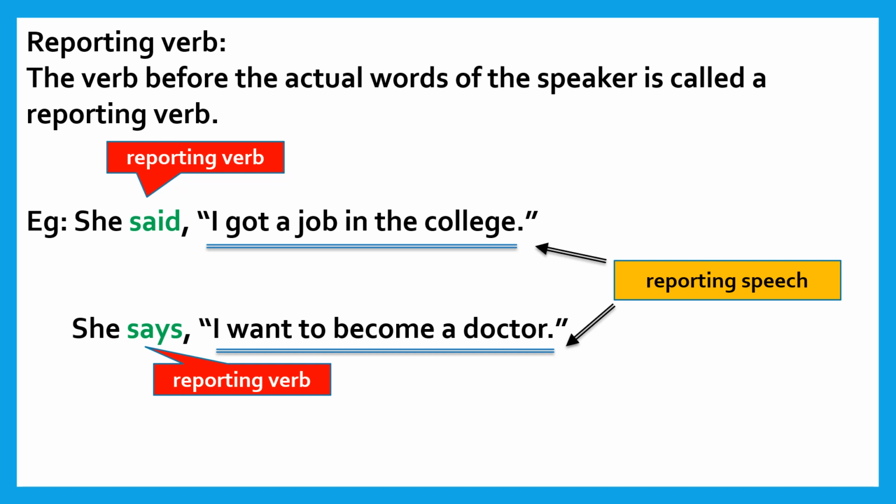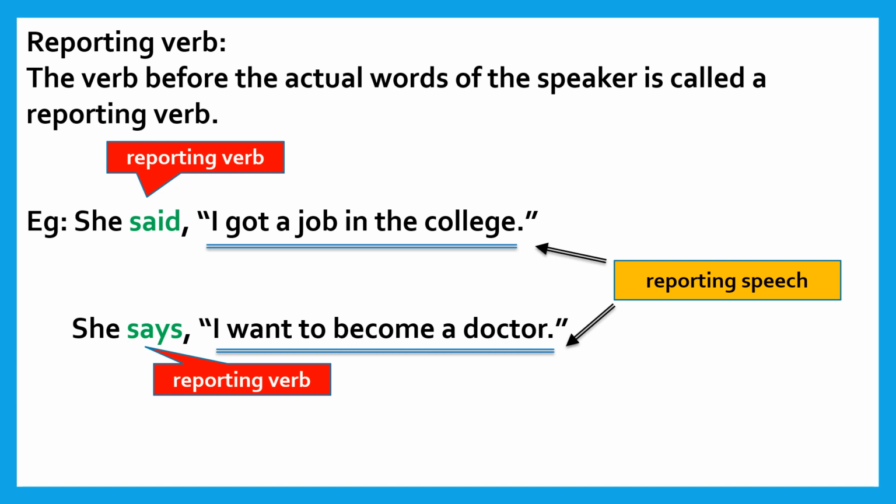Reporting verb. The verb before the actual words of the speaker is called a reporting verb. Look at the sentence given below. She said, "I got a job in the college." In this sentence, the verb highlighted in green is called a reporting verb. It appears before the spoken words of the speaker. The words "I got a job in the college" is the reporting speech. These words are enclosed in the open and closed inverted commas.